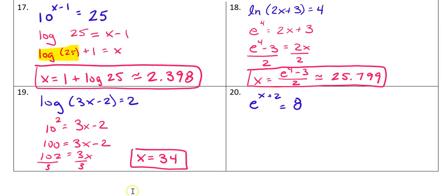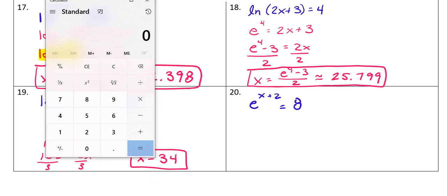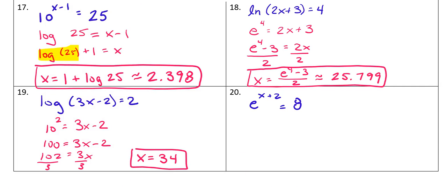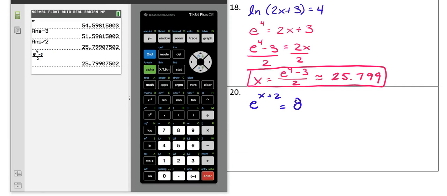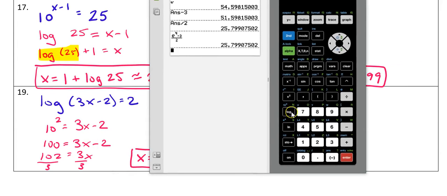If we were to do that, let me see if I can pull that up. Whoops. Wrong calculator. Okay, so if I type in the log of 3 times 34 minus 2 in parentheses, that does equal 2. So I did it right.